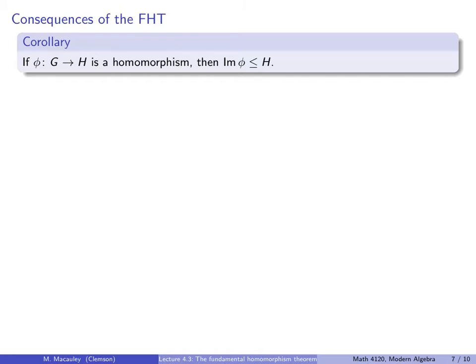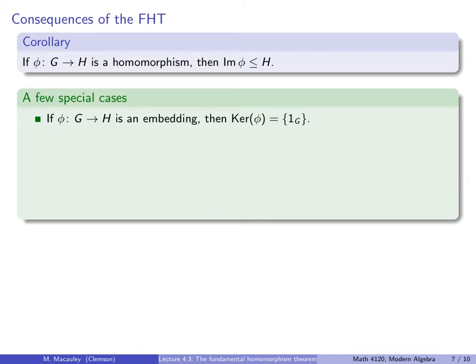The fundamental homomorphism theorem has a number of consequences and corollaries, so we'll name a few right here. Here's a simple one. If we have a homomorphism, phi, from G to H, well then we already know that the image of phi is a group, namely it's isomorphic to G mod the kernel, and it's also a subset of H, therefore it has to be a subgroup of H. Here are a few special cases of this.